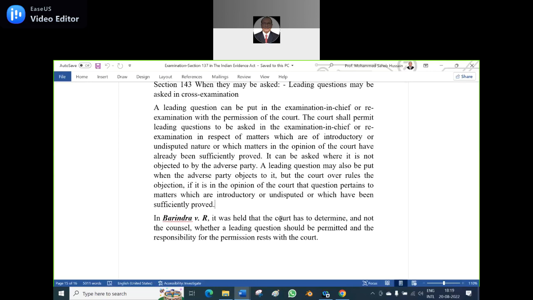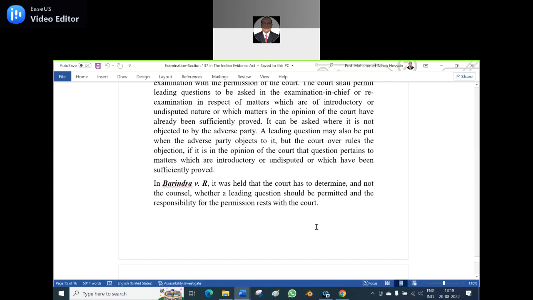Subject to correction. Any correction? Kolikonda? Sharad Babu? No, sir. Only if the opposite advocate objects, then the judge will decide whether that leading question may be asked or not. Okay, let us see then.